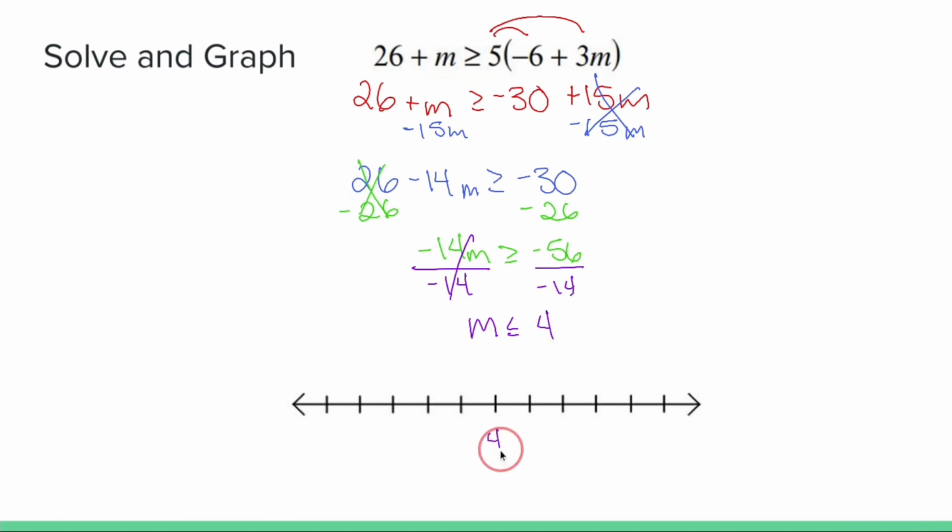Now put your 4 wherever and then fill in your other numbers like so. What the answer means is that my numbers that I'm allowed to plug into the original equation are any number that is 4 or smaller than 4. So I circle and fill in 4 because I'm including 4, and then I'm going to go to the left of it because anything less than is all good too. So I could take numbers like negative 1, negative 0, negative 100, and plug that into both m's of the original equation, and that will still make a true statement. Okay, so a lot of stuff to do there, but not so bad.